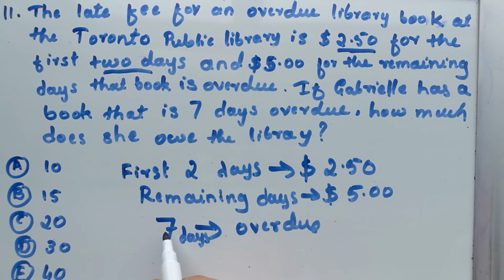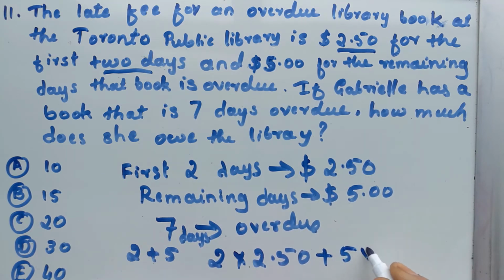7 days. So, for the first 2 days, she has to pay $2.5. Remaining days are 5. For the first 2 days, she has to pay $5. How many days are remaining? 5 days. For the remaining days, she has to pay $5 each, so 5 times 5.